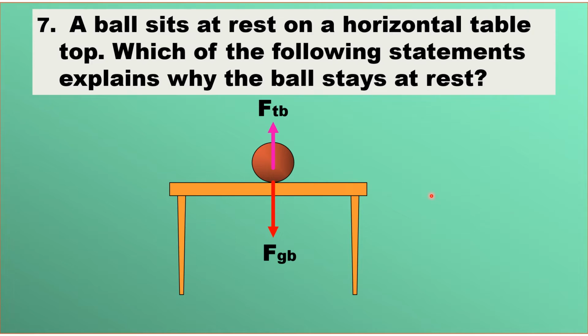Sometimes we also call this the normal force. As you may remember, when you say normal force, that is the force exerted by any surface on a body that is attached to the surface. The vertical force exerted by a surface on an object lying on such surface. But in here, we label it as FTB.